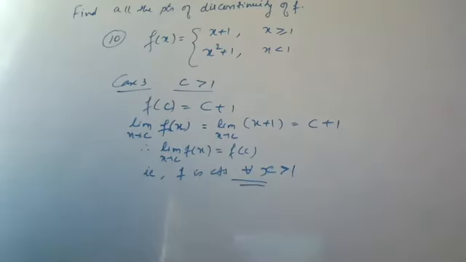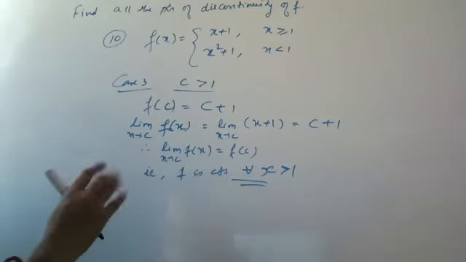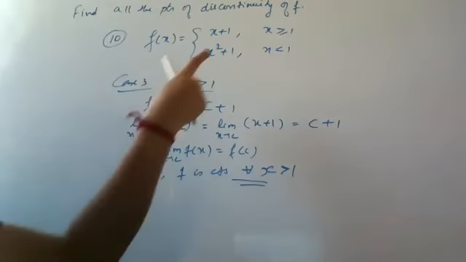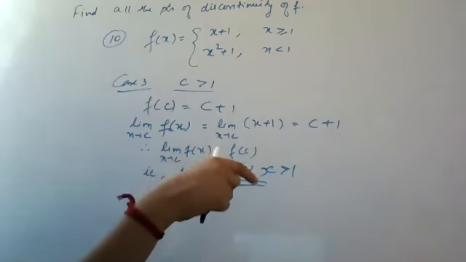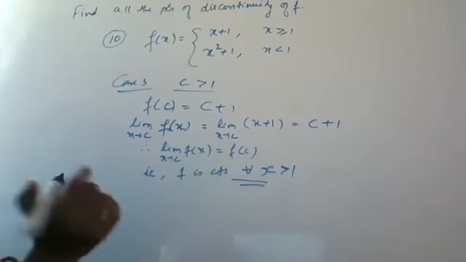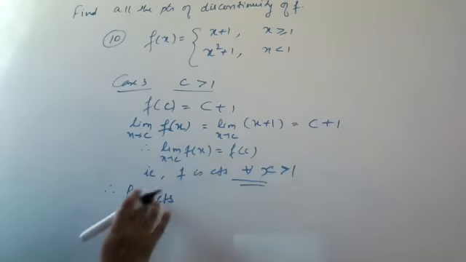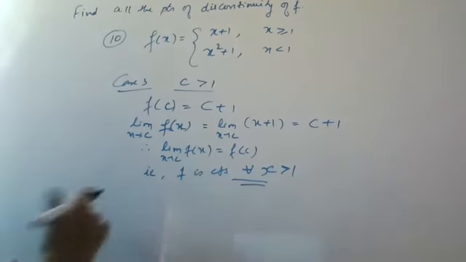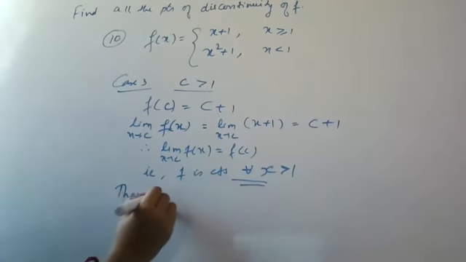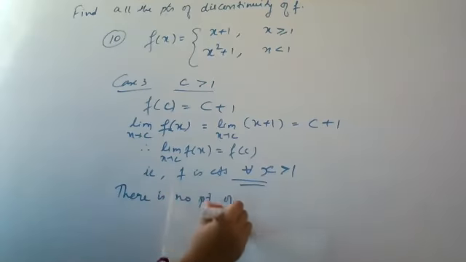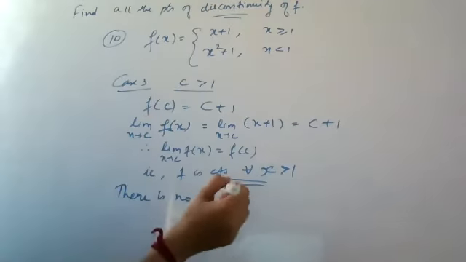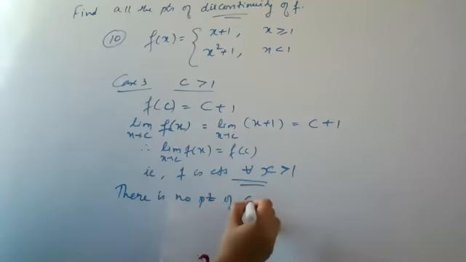So what did you get? What is your conclusion? Do you have any point of discontinuity here? For all the three cases, you are getting continuous, I think, right? For the second case also, you got 1 plus 1, 2, 2, 2, right? So the function f is continuous everywhere, or you can say that there is no point of discontinuity. When they are asking discontinuity, you just write like that. Okay, no point of discontinuity.